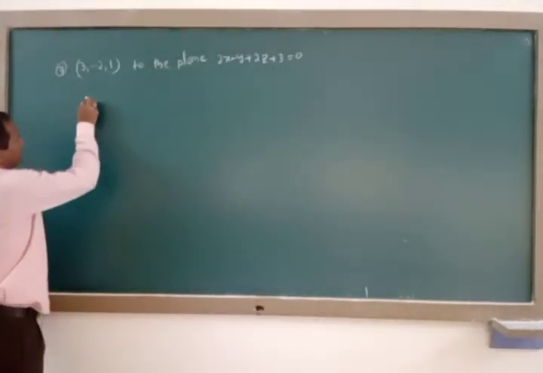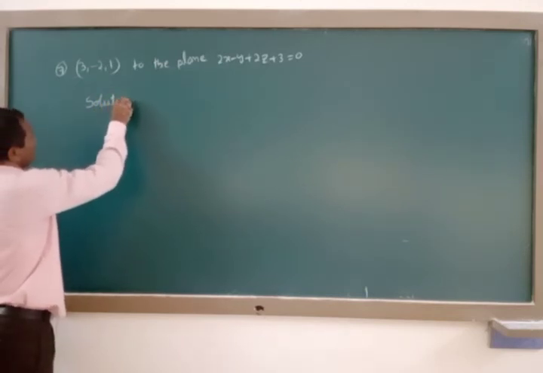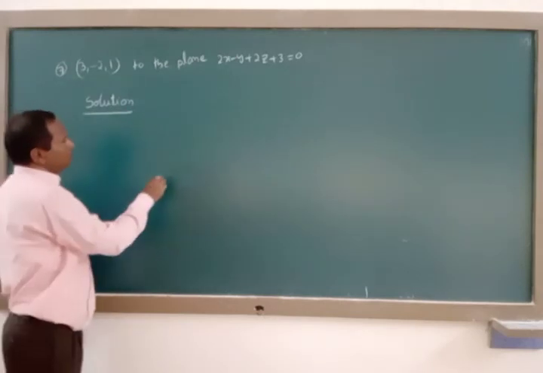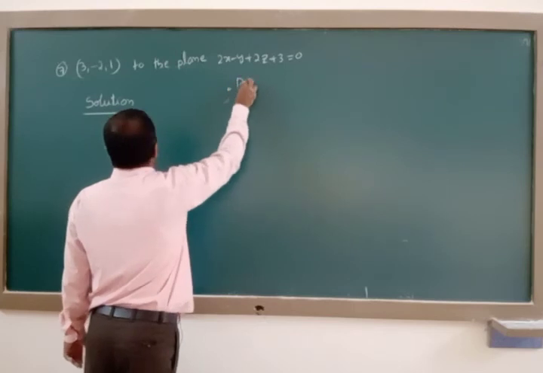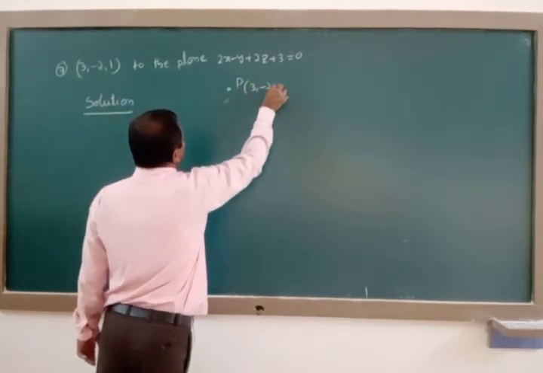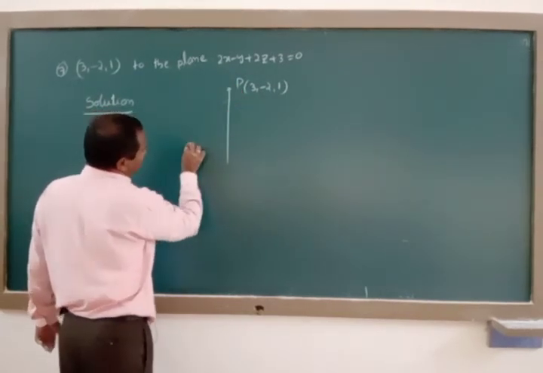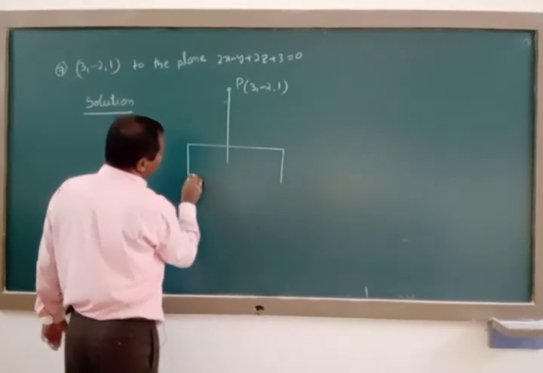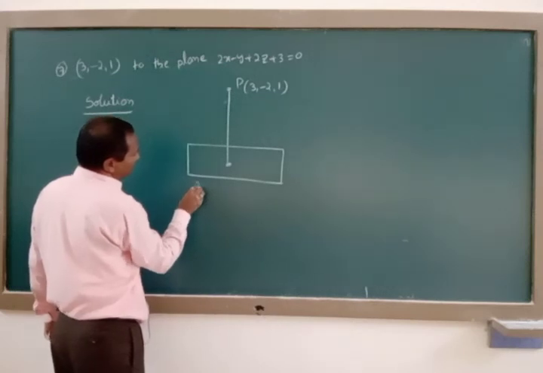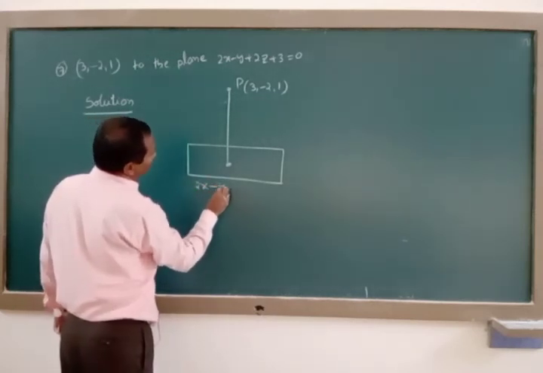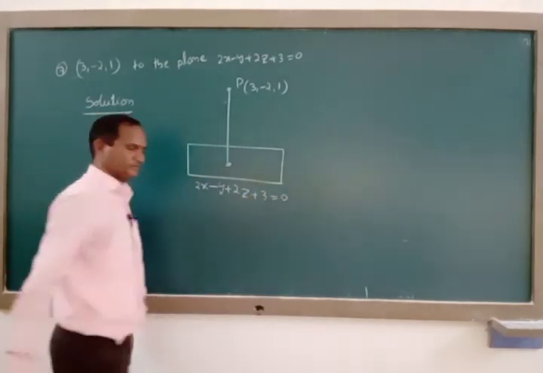The solution is very simple. It is also similar to the previous question. The point they gave here, we consider as capital P, 3 comma minus 2 comma 1. From this point onto the plane, we have to find the length of the perpendicular distance. The plane equation is 2x minus y plus 2z plus 3 is equal to 0.